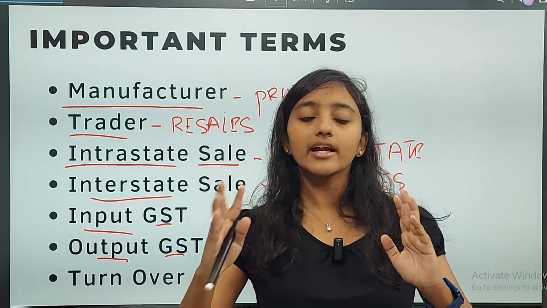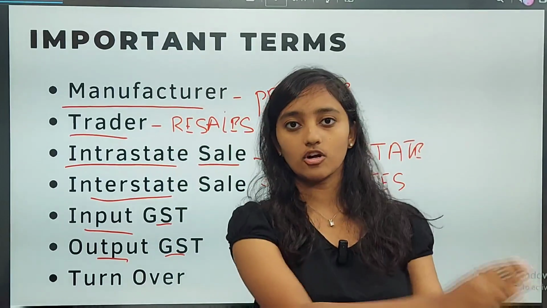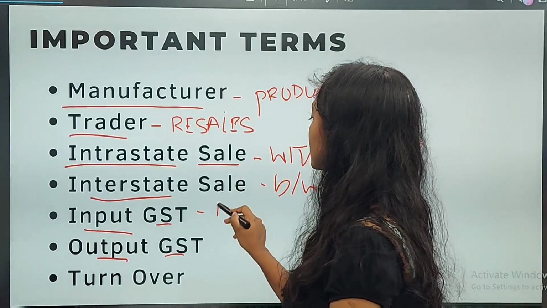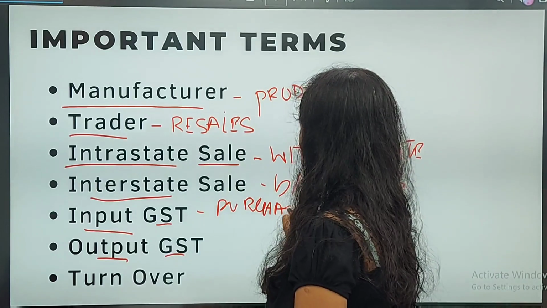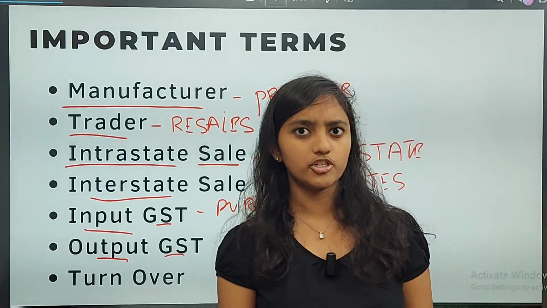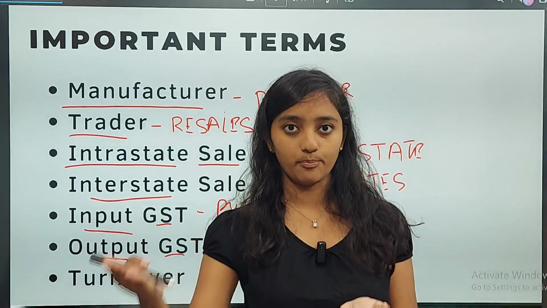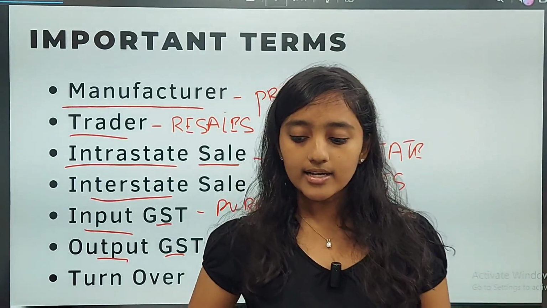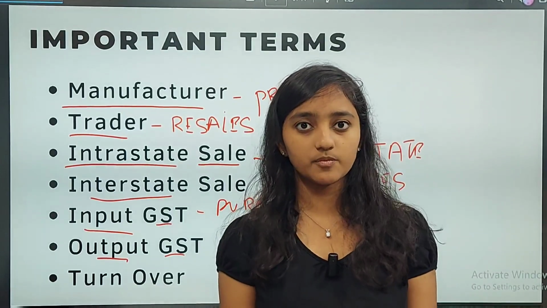ये याद रखो that the trader is the main actor, he is the hero of your entire story. जब वो खरीद रहा है, it's called input. जब वो बेच रहा है, it's called output, right? So input GST is when he is purchasing. जब वो खरीद रहा है, the GST that he has to pay is known as input GST. Output GST is when he is selling the goods. The GST he has to pay when he is selling his goods or services is known as output GST. Right, input and output ठीक से समझ में आ गया.